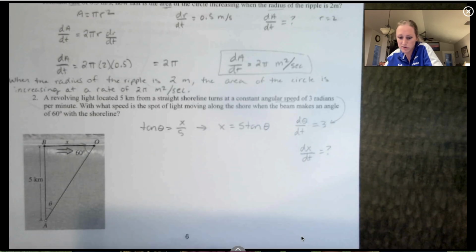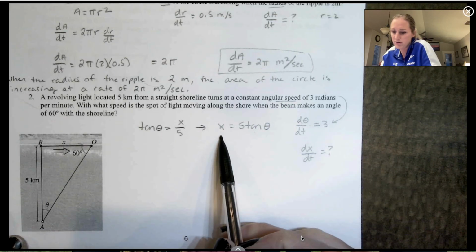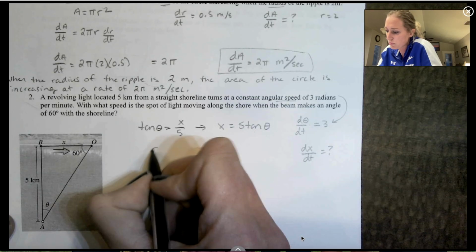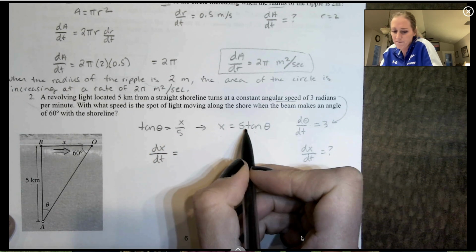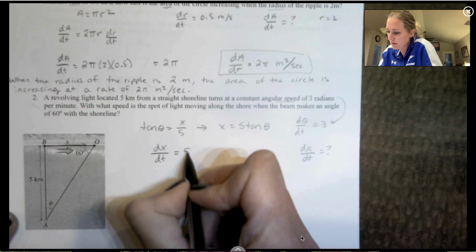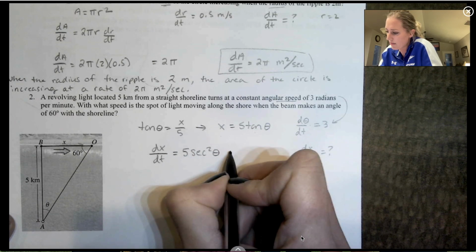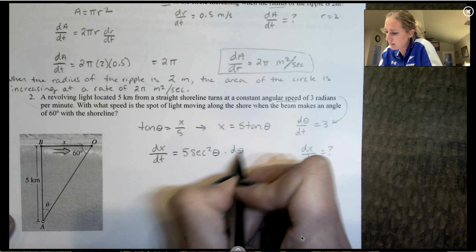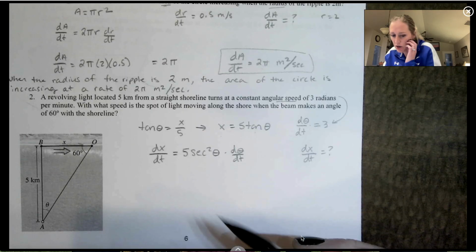Okay, so now I need some things in terms of rates and times. So I'm going to go ahead and differentiate each side of this equation. The derivative of x with respect to time is dx/dt. Okay, 5 is just a common multiple, so I'm going to leave that there. The derivative of tangent is secant squared, and then times dθ/dt.